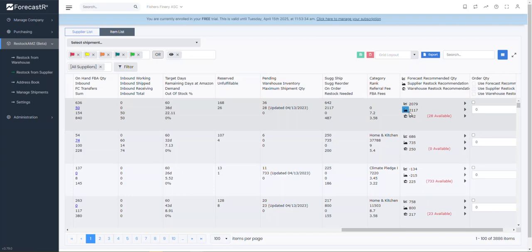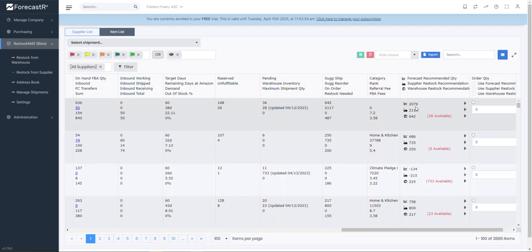Directly above that, this would be the number of units we suggest you send in if you were sending units directly from your supplier into Amazon. So this will also take into account your target days of inventory, as well as your lead time from the specific supplier. And then above that, we have forecast recommended quantity. This is going to be your recommendation based on the forecasting models alone.